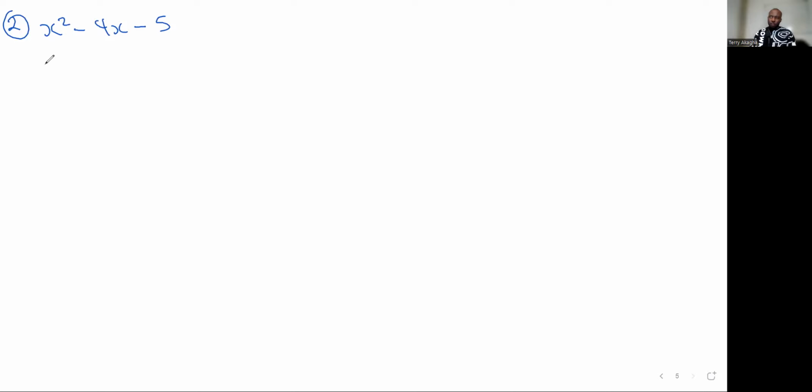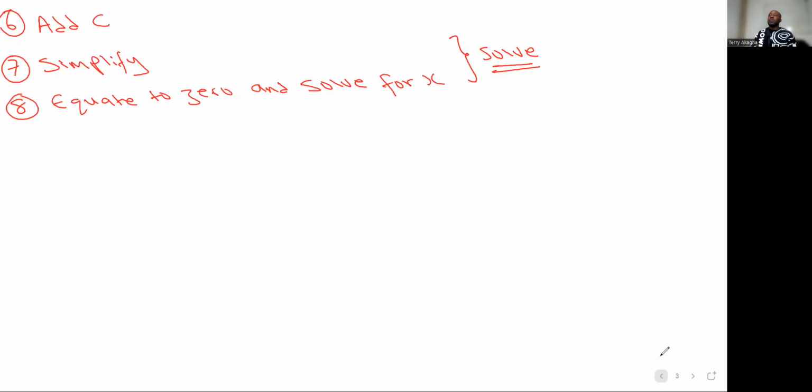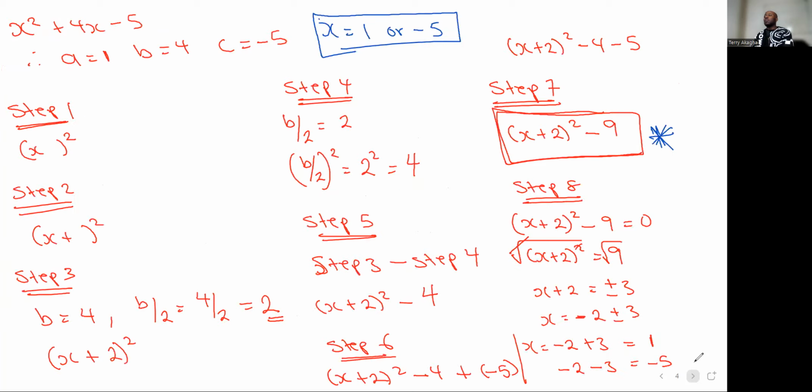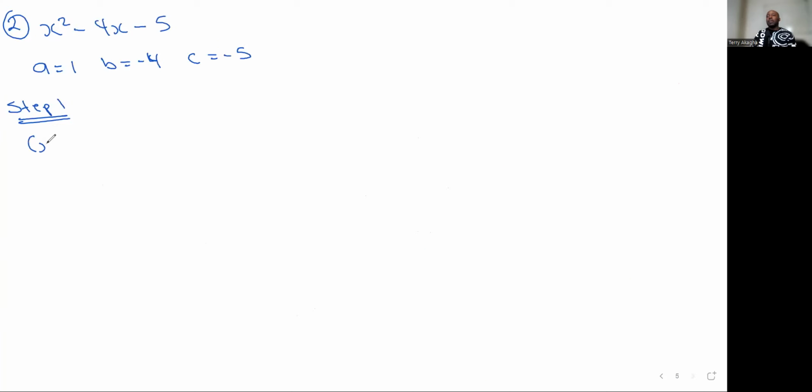So the first thing you have to be sure you get is the value for A, B, and what? C. So you make sure the values for A, B, and C are correct. But remember the method we're talking about today requires A to be equal to 1. So you can see the A is equal to 1. Then that means we have to use the method we talked about. So step 1, you put out a pair of brackets. Do you remember? You draw a pair of brackets containing an x with a square outside. So you do the same thing. So it's going to be x.